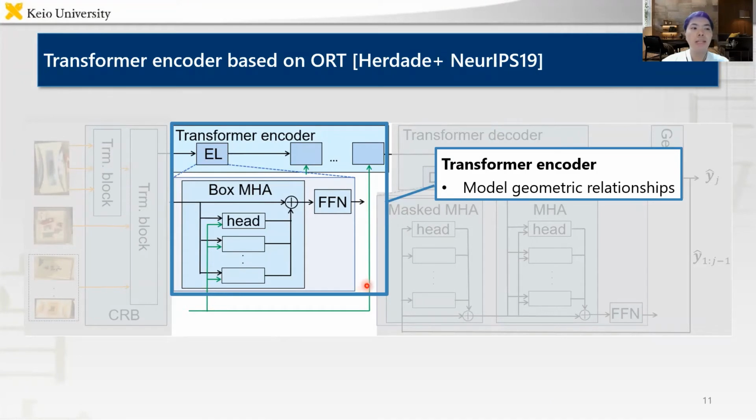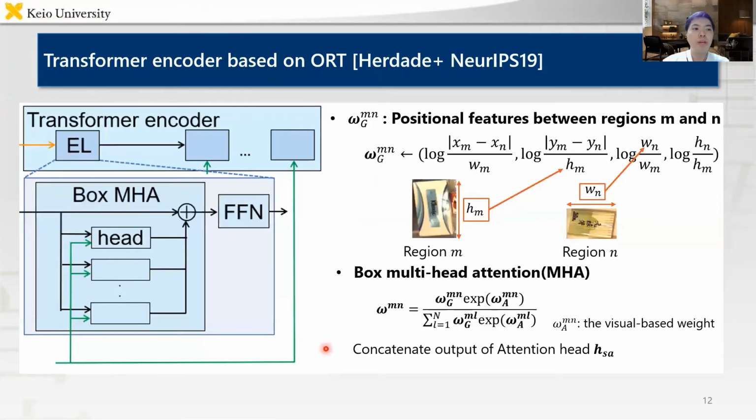Next, I will explain the details of the encoder. The structure is borrowed from the ORT. The encoder consists of 6 encoder layers. Here, you can see the structure of the transformer encoder. As shown in the figure, each encoder layer consists of a box multi-head attention layer and a feed-forward network layer. The encoder first calculates the positional features between each region using coordinate information.